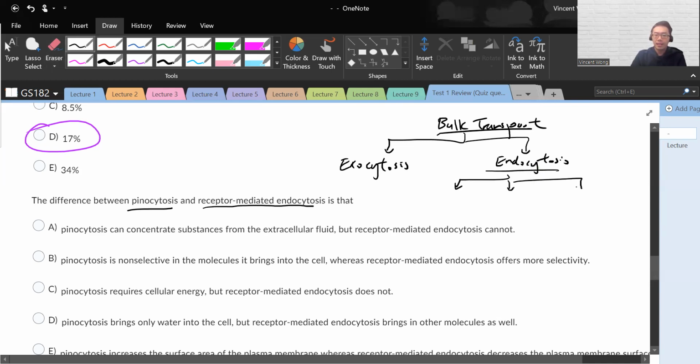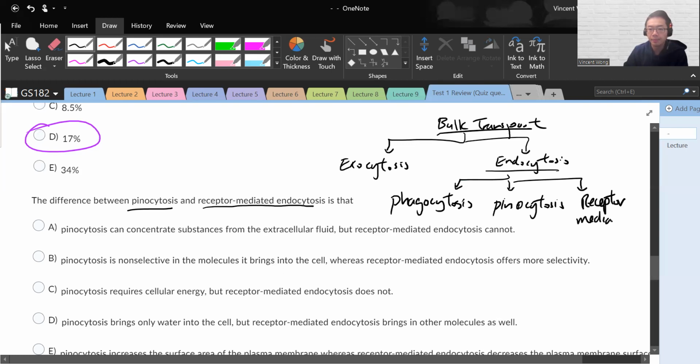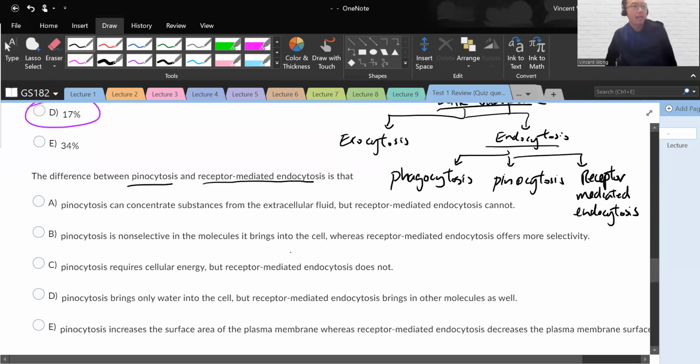And in terms of endocytosis, there are 3 kinds. There is phagocytosis, which is to bring in solid particles. We have pinocytosis, which is to bring in liquid primarily. And then we have receptor-mediated endocytosis. Okay. So I think that's what you guys remember.